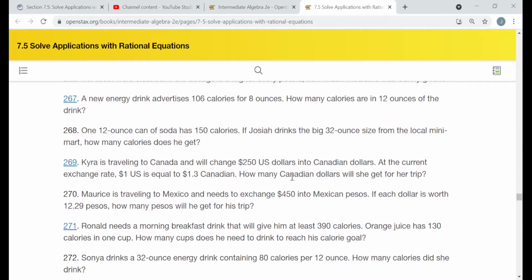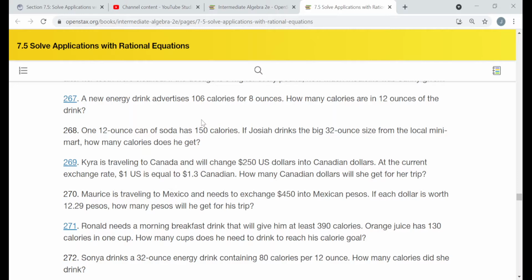So example 5, this is going to be exercise 267. A new energy drink advertises 106 calories for 8 ounces, for every 8 ounces. So I'm going to have this ratio, 106 calories per, or divided by 8 ounces. And then how many calories are in 12 ounces of this same drink?